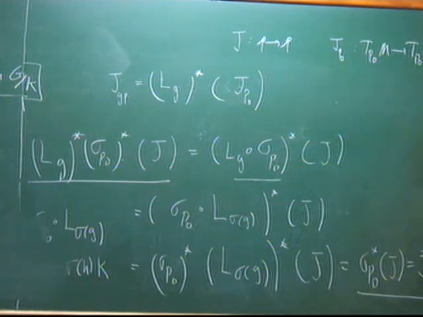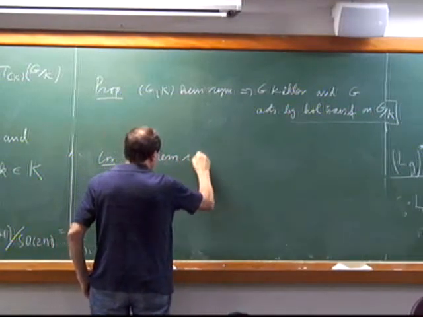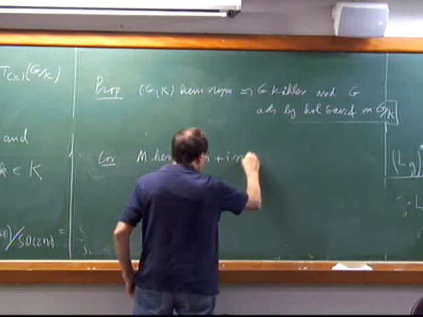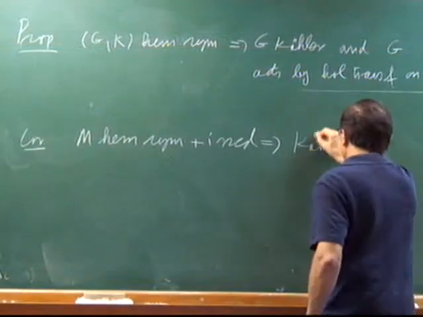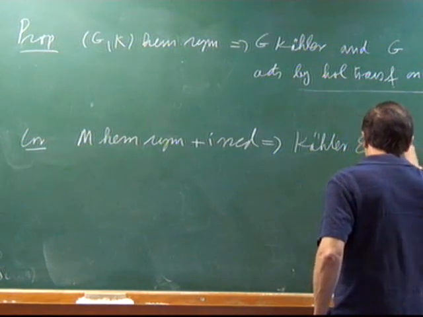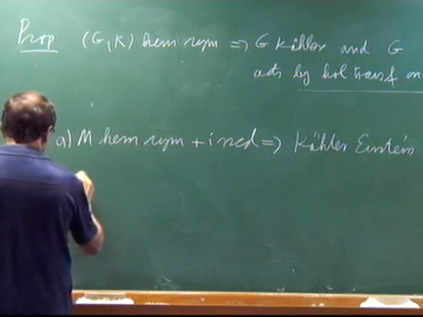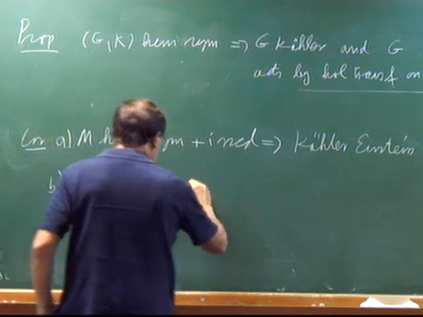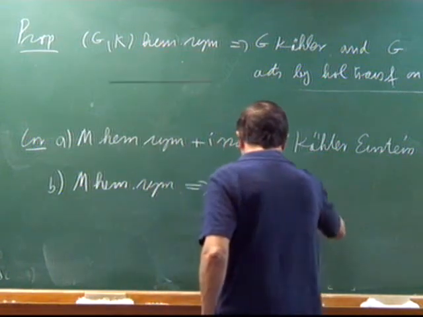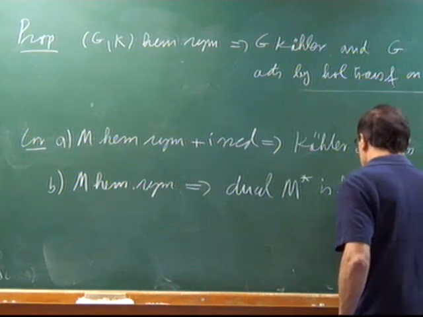And also a corollary. If M is Hermitian symmetric plus irreducible, it implies M is Kähler-Einstein. That's the first property. And the second property: M Hermitian symmetric implies that the dual M star, in the sense of symmetric spaces, is also Hermitian symmetric.